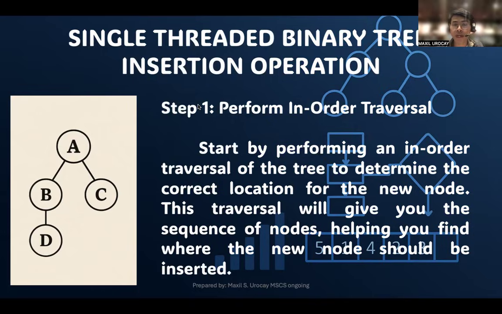We perform an in-order traversal. We start by performing an in-order traversal of the tree to determine the current location for the new node. This traversal will give you the sequence of nodes, helping you find where the new node should be inserted. So we have to perform the in-order traversal in order for us to check the in-order successor and in-order predecessor afterwards.